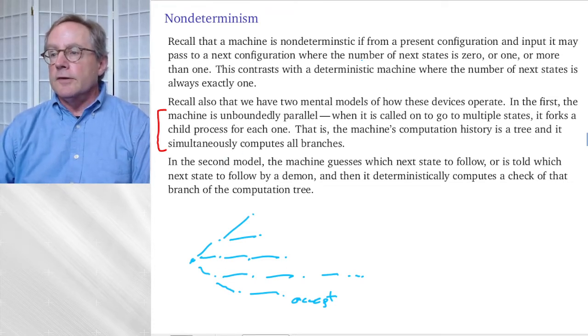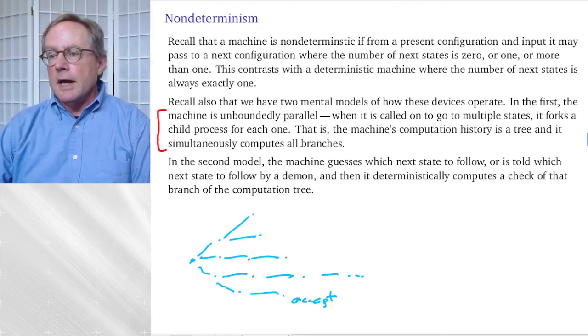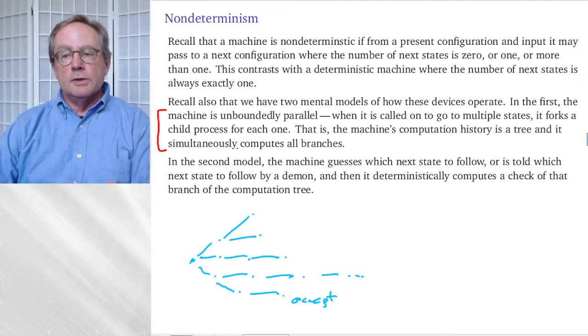In the second mental model, in the first mental model, darn it, I keep losing my mouse. In the first mental model here, the machine is unboundedly parallel and we follow all the tracks.